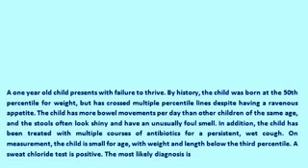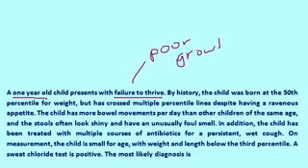Finally, to close off the presentation, I'd like to just show a vignette and kind of show you what a licensing exam question about cystic fibrosis looks like. Well, here we go. A 1-year-old child presents with failure to thrive. So there's that poor growth that we talked about. By history, the child was born at the 50th percentile, but has crossed multiple percentile lines despite having a ravenous appetite. The child has more bowel movements per day than other children of the same age.